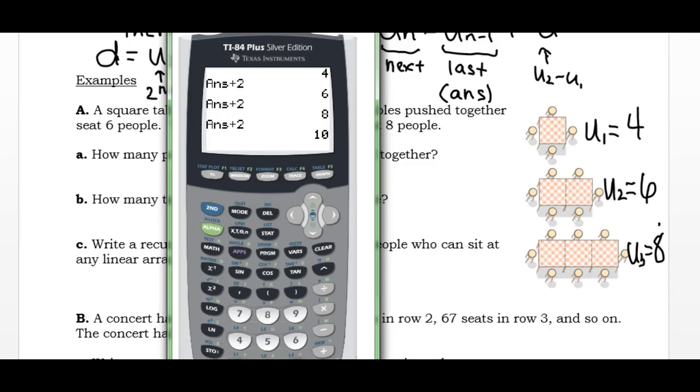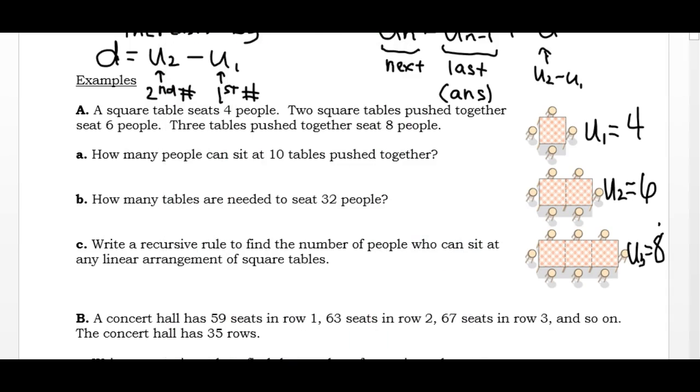So I had 4 at my first answer, 6 at my second answer, 8 at my third answer, 10 with my fourth answer, and I'm going to keep counting to get to my 10th answer. So I'm at 1, 2, 3, 4, 5, 6, 7, 8, 9, 10. So at 10 tables, I can seat 22 people.